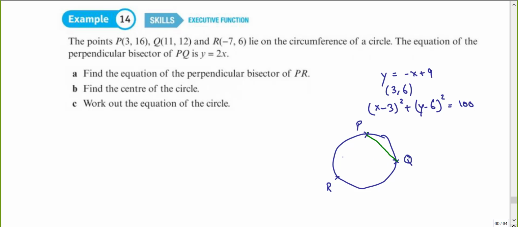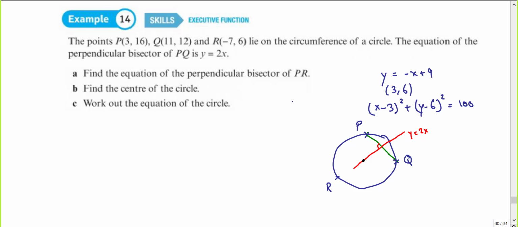So this is the chord PQ. If we draw a perpendicular bisector, it should be a line perpendicular like this and passing through the center. We learned this before. The perpendicular bisector will always pass through the center of the circle. They are saying the equation of this perpendicular bisector, the red line, is y equal to x.